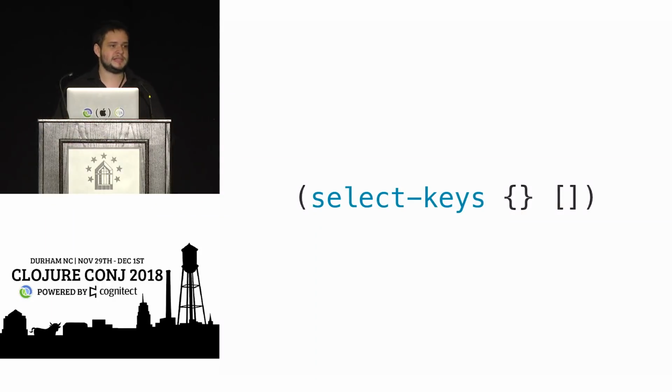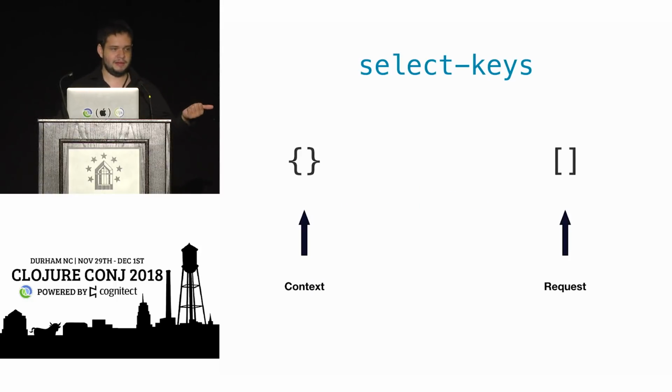To give you the idea of how we are doing this processing, because it's quite a different thing, I want you to think about select-keys. And I want you to think of select-keys in this framing. The left argument is the context, that is, the information you have, and the right side is the request. That's the information you want.